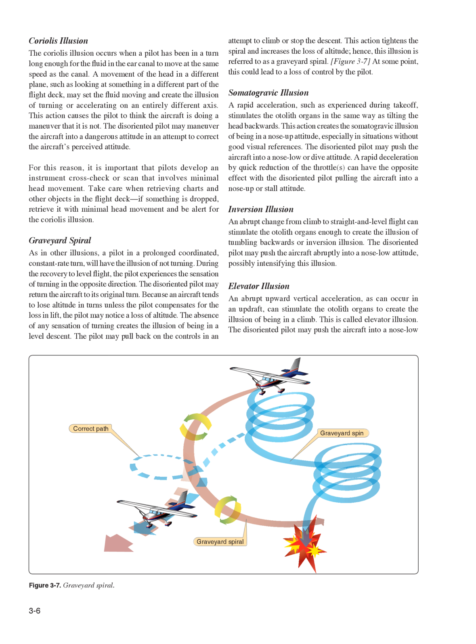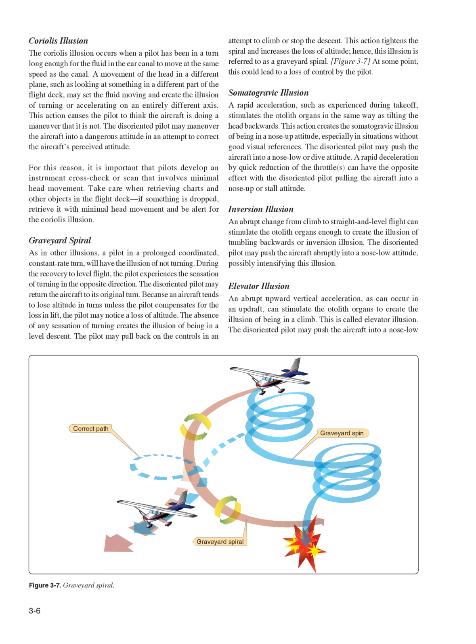Inversion illusion. An abrupt change from climb to straight and level flight can stimulate the otolith organs enough to create the illusion of tumbling backwards, or inversion illusion. The disoriented pilot may push the aircraft abruptly into a nose-low attitude, possibly intensifying this illusion.